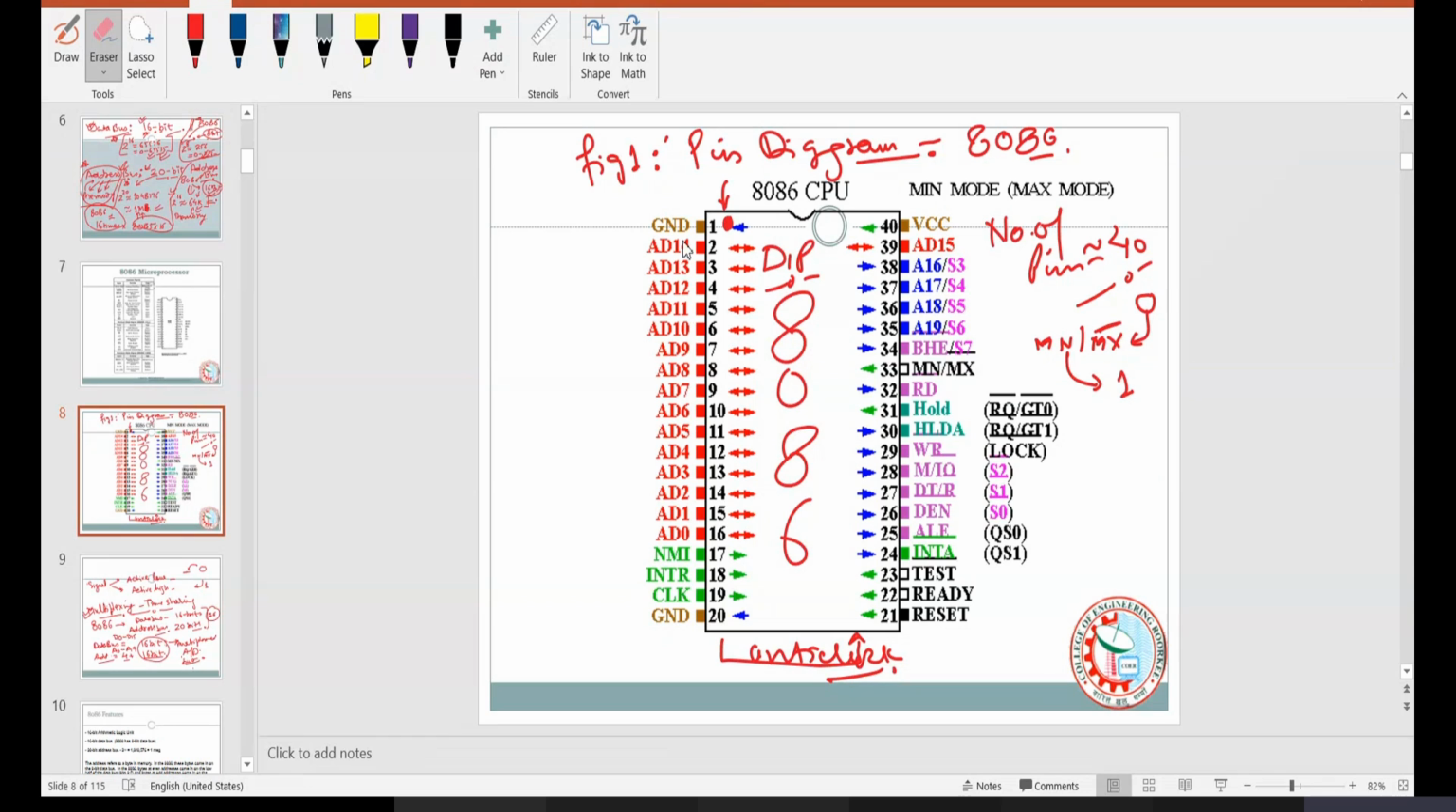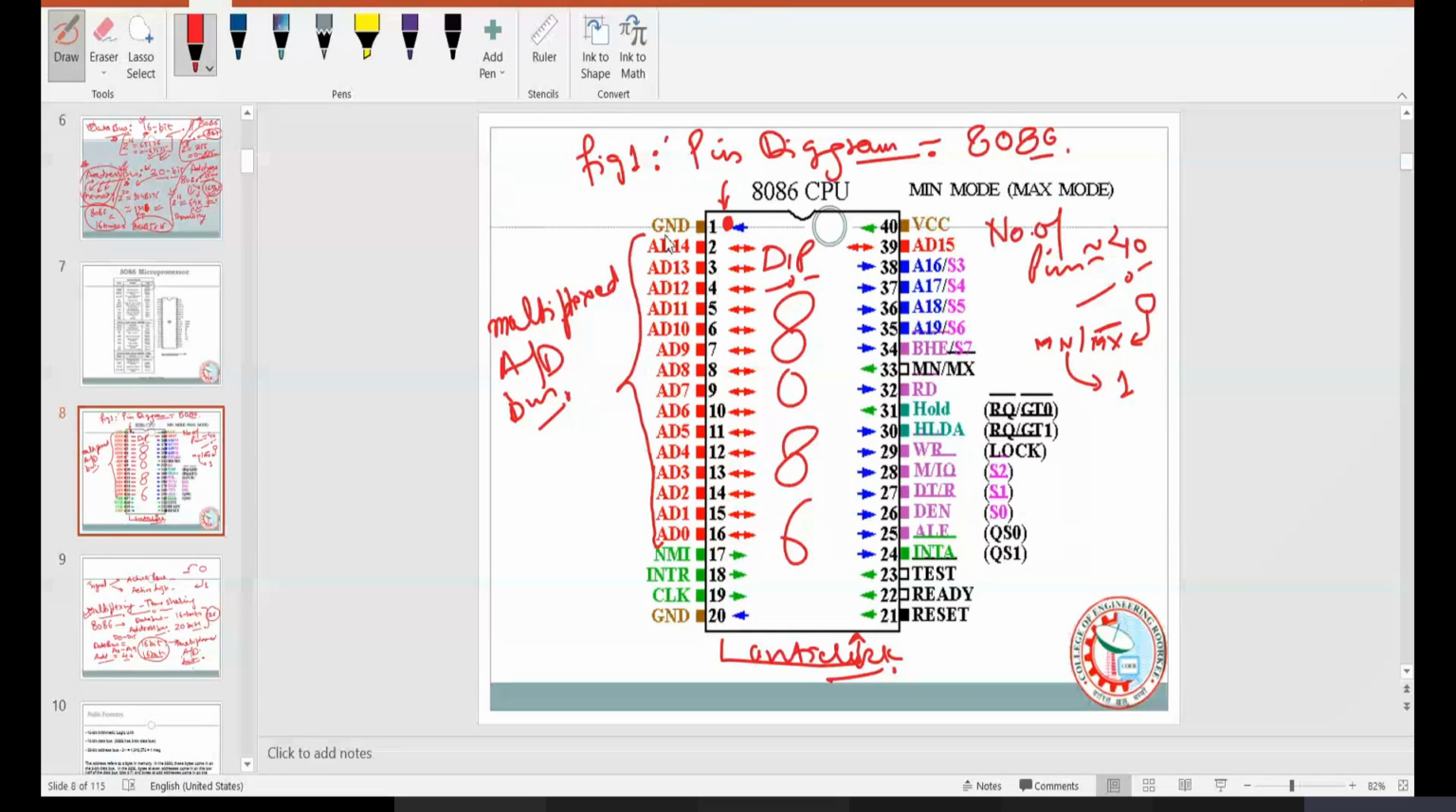From pin number 2 to pin number 16, this is what we call the multiplexed address and data bus, in which A stands for address and D stands for data. Fine. Are you getting my point?